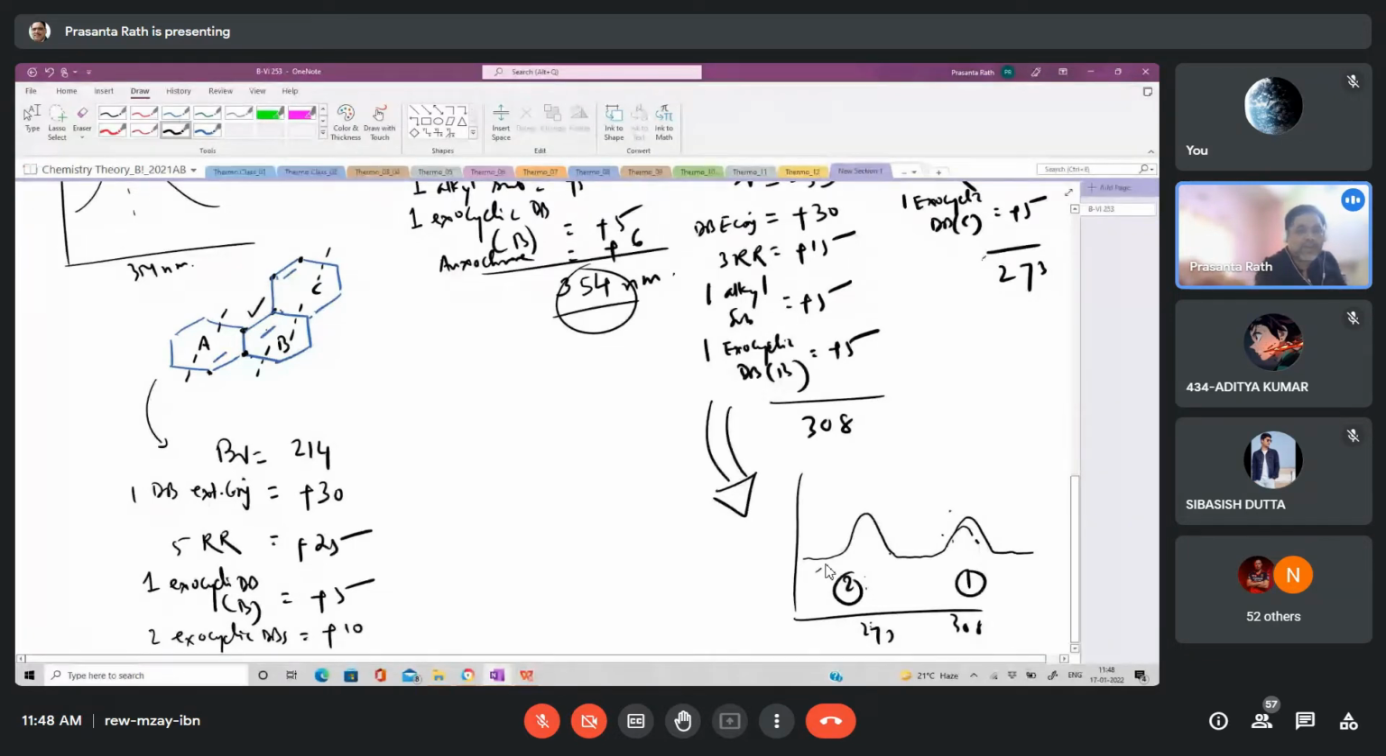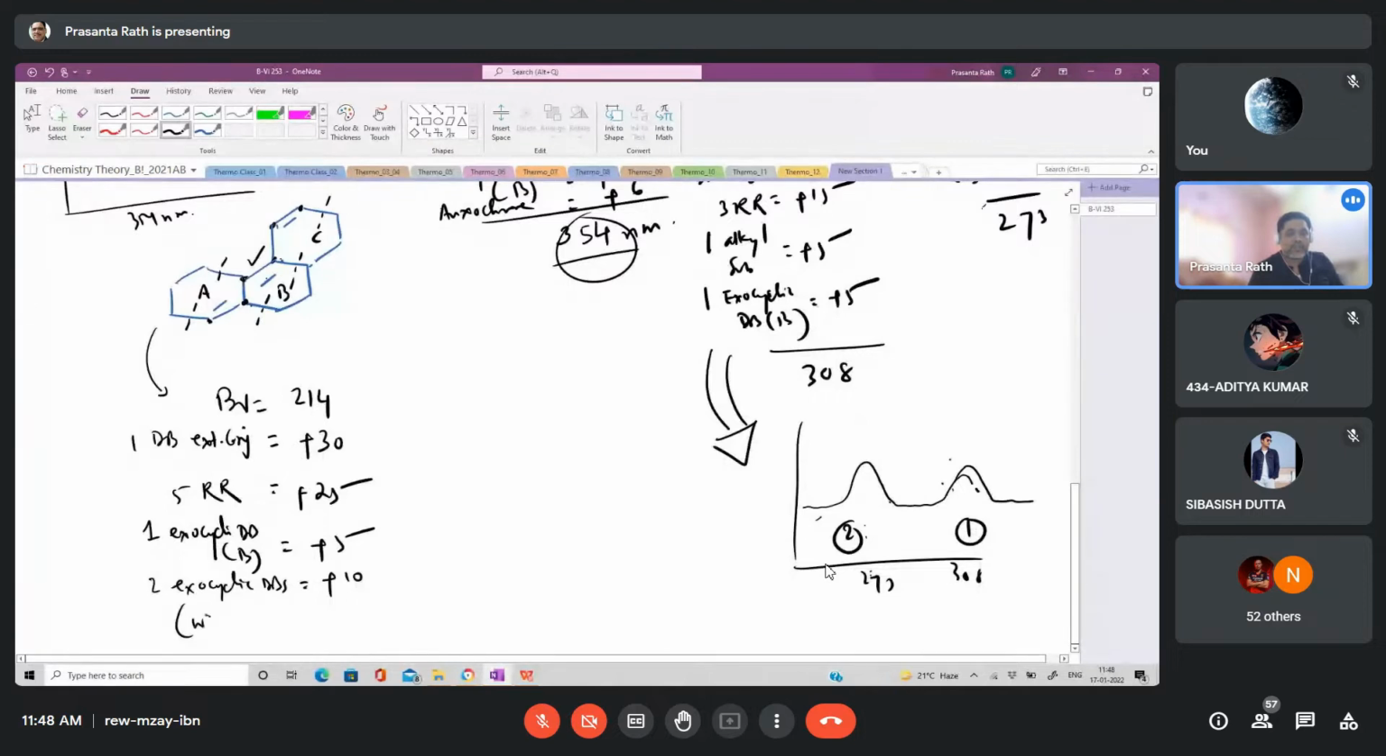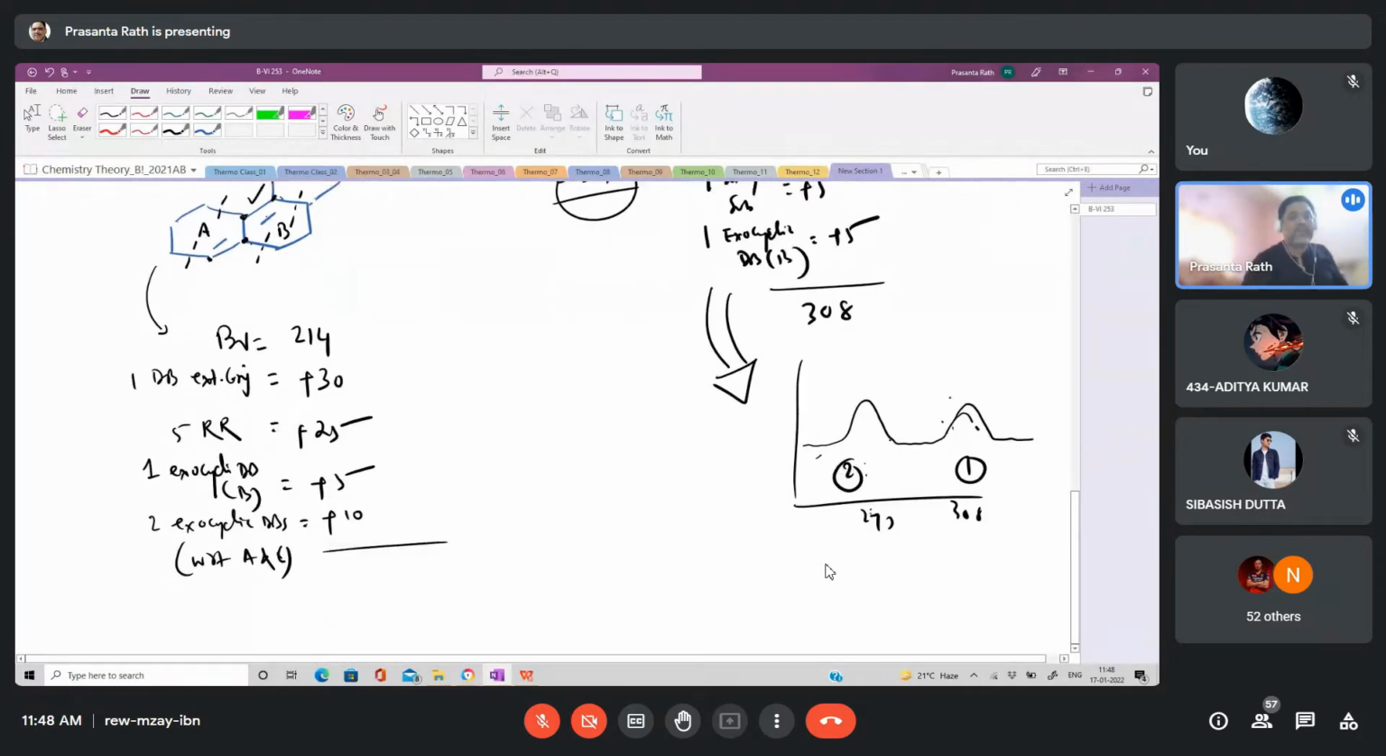Again, you have to add with respect to A and C. Do you understand? So this is a case where the same double bond has to be calculated twice, because it is exocyclic to two rings, with respect to A and with respect to C. So for every exocyclic double bond, you have to count plus 5. Okay, so that is your value. So this will be 30 plus 30, 60 plus 10, 70.